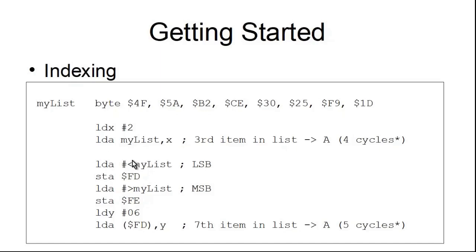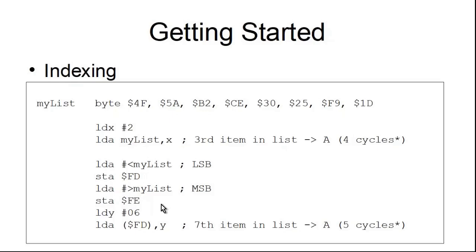The first one is this less than sign. This less than sign gets the low byte out of the address, and then we're going to store it in some zero-page memory address, in this case, FD. For the next one, I'm going to use this greater than sign to get the high byte, and now I'm going to store it in FE. And it's important that I store in FD and FE, which in memory are right next to each other.